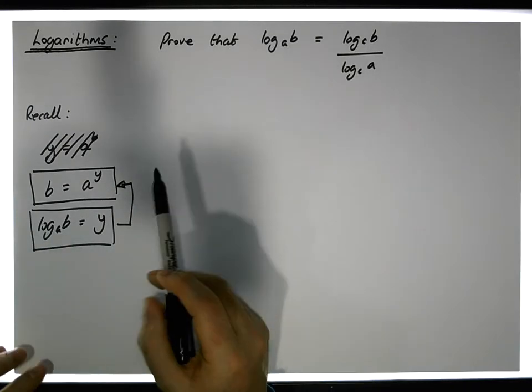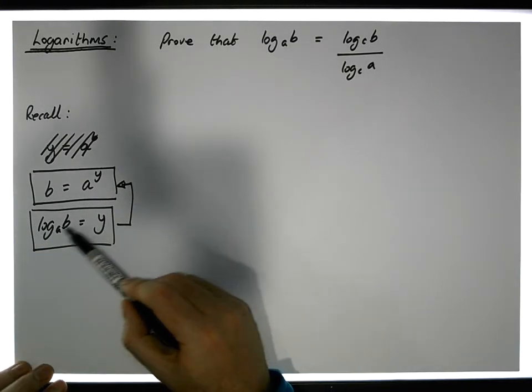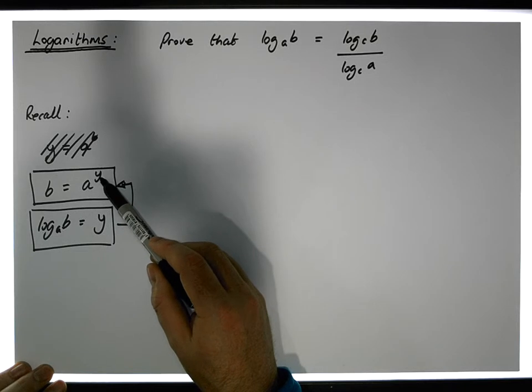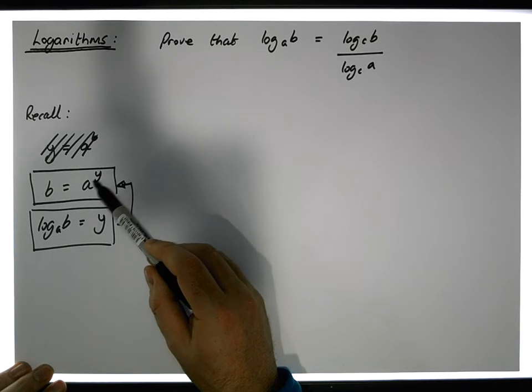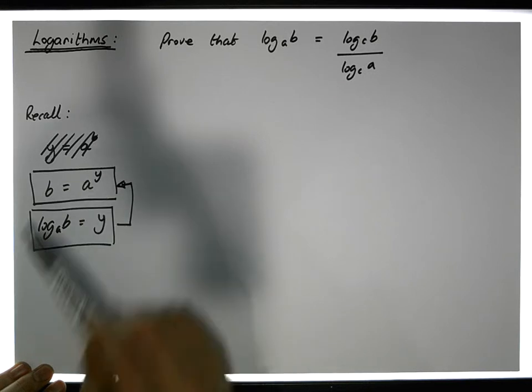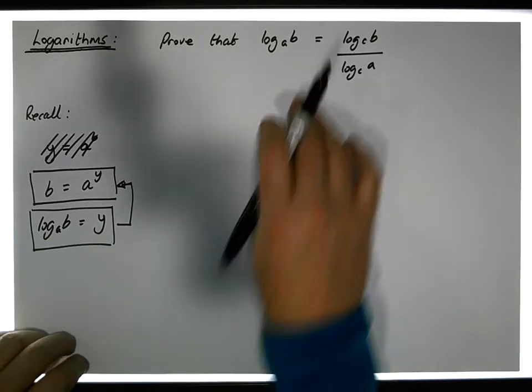So once again, let's keep in mind that all a logarithm is an exponent. And that exponent is the power that a particular number needs to be raised to in order to achieve a specific value. So let's have a look at this proof.